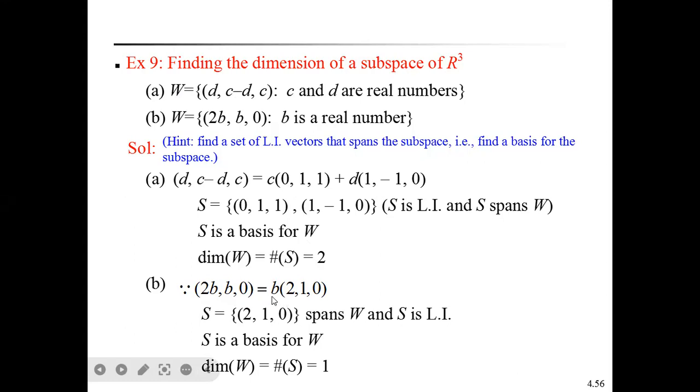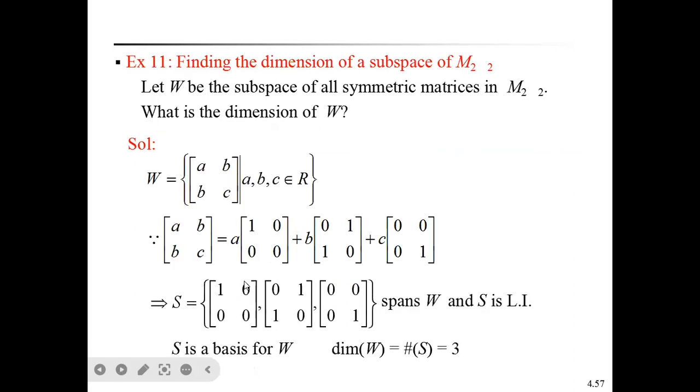Similarly for the second one, b can be written using the multiplicative property, that means scalar multiplication. So with the basis vector (2, 1, 0) that spans W, and S is linearly independent. So S is a basis for W, and the dimension will be the number of basis vectors. Now finding the dimension of a subspace of the 2 cross 2 matrices. Suppose matrices with entries a, b, c are 2 cross 2 matrices, where a, b, c belong to the real numbers. So these can be written as a linear combination of unit matrices. So S equals these 3, spans W, and S is linearly independent. So S is the basis for W, and the dimension of W is the number of basis vectors, 3.